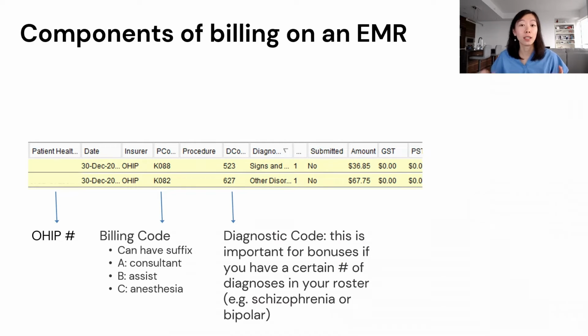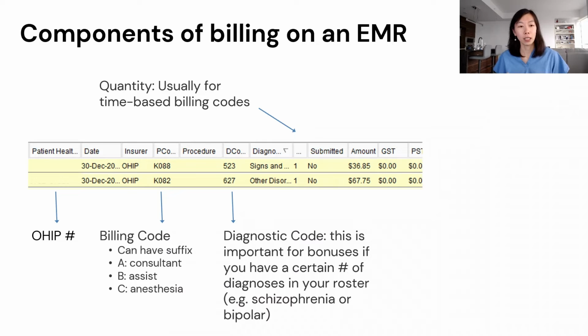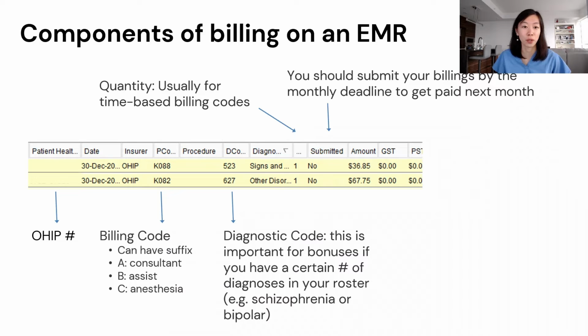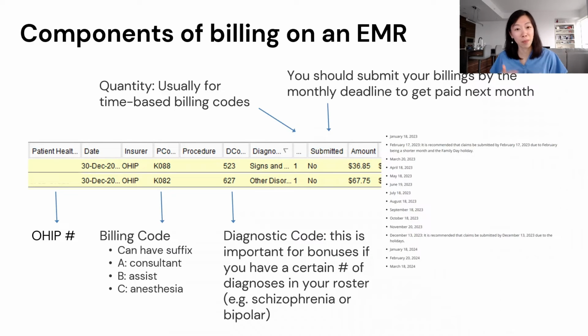Then you have something called a diagnostic code, and this is particularly important for bonuses because if you have a certain number of diagnoses in your roster, it will give you a bonus at the end of the fiscal year. More on that in a later slide. Finally, you have a quantity, and the quantity is where you have time-based billing codes, and we can touch on that later, but with certain billing codes, you can bill 1 unit or 2 units and so on and so forth. The submitted section tells you whether you submitted it or not, and you always want to remember to submit your billings by the monthly deadline to get paid next month.